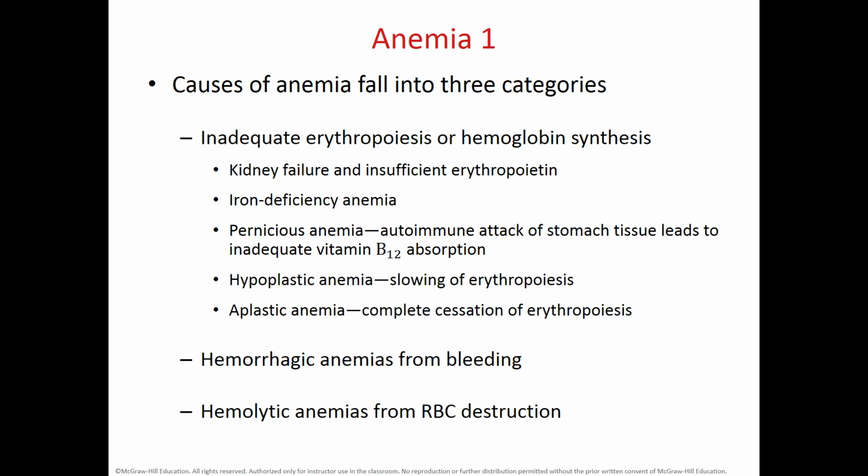Okay, so another problem that can happen with the production of red blood cells is that possibly you don't produce as many, and this is known as anemia. So anemia is inadequate erythropoiesis or hemoglobin synthesis. Some causes of anemia will be kidney failure, like what happens in end-stage organ damage in someone who has diabetes. So if you don't have healthy kidneys, you don't produce as much erythropoietin, so your red blood cells won't be produced.